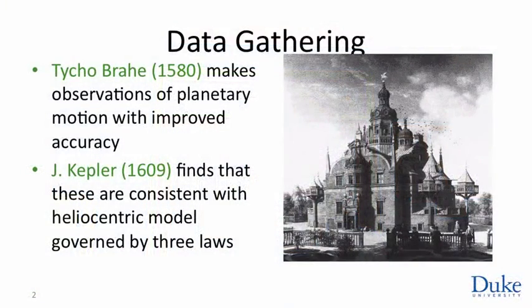The first step towards resolving everything was gathering precise data. And the name most commonly associated with this new data gathering is Tycho Brahe, who in 1580 makes very, very detailed observations of planetary motion with an unprecedented accuracy. And these are very useful.